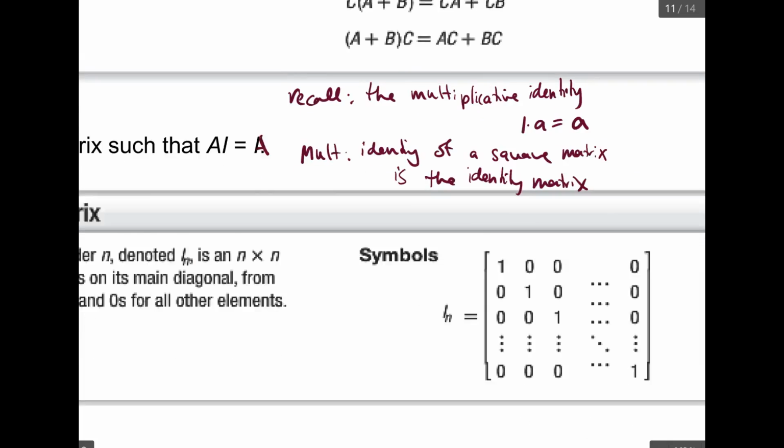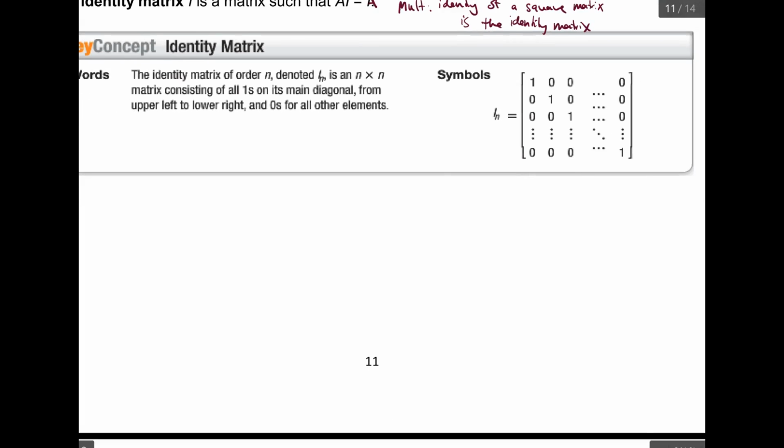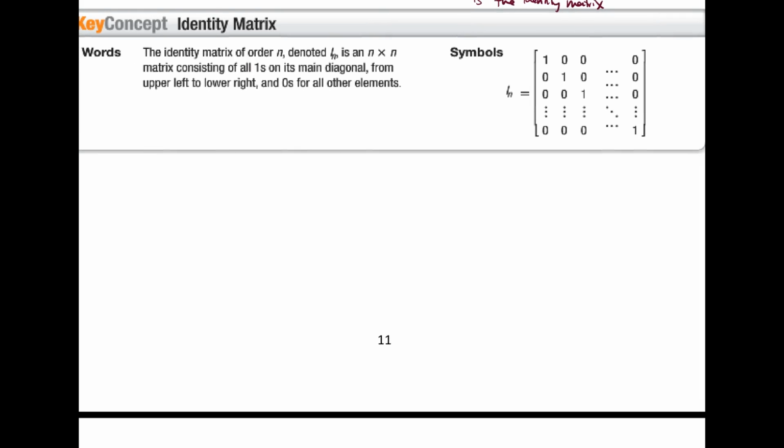Okay, so let's look at this. Here we go, identity matrix. The identity matrix of order n, denoted I of n, is an n by n matrix, so it's a square, consisting of all ones on its main diagonal. We learned what the main diagonal was already: literally top left to bottom right. All those are ones. Everything else is a 0. The identity matrix, everything's zeros except the main diagonal, and those are just ones.